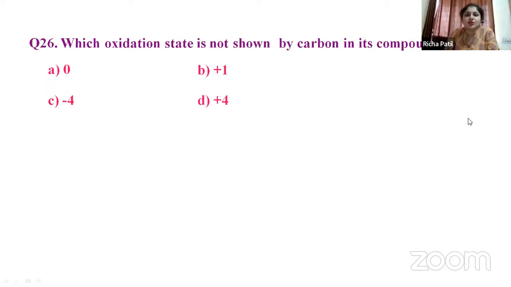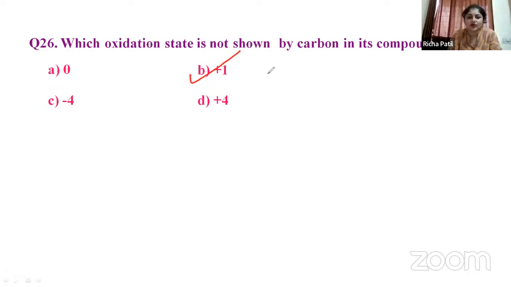Which oxidation state is not shown by carbon in its compounds? So which is the oxidation state which is not shown by carbon in its compounds? Okay, it is B. B is the answer.